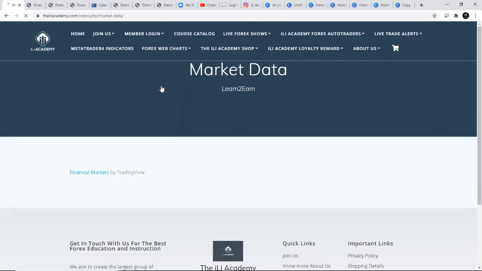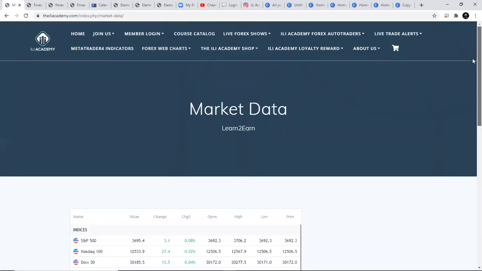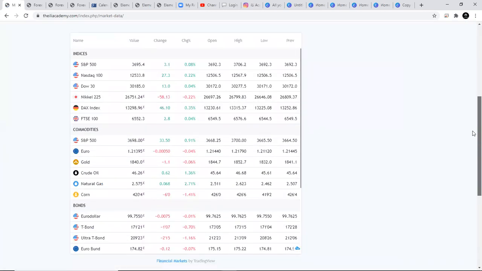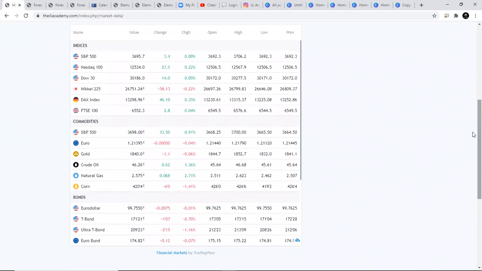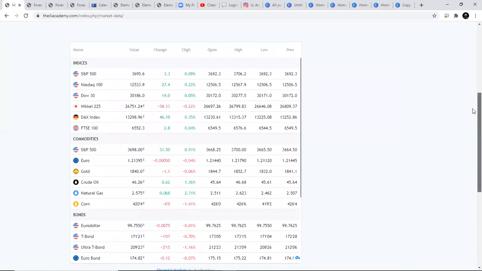And then we have a market data tab as well. And that's just giving you things like the Dow Jones, the S&P 500, the Nikkei, the FTSE, the indices, and then you have some commodities, you have some bonds as well, that are on here as well.